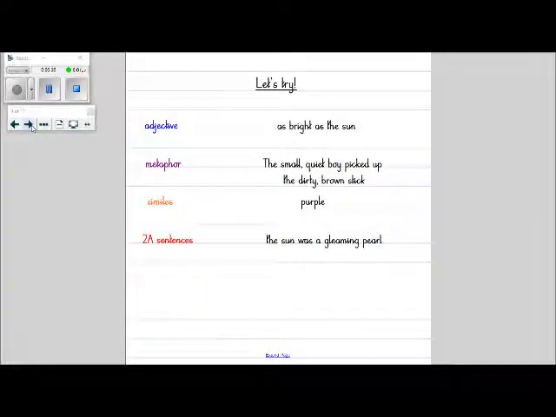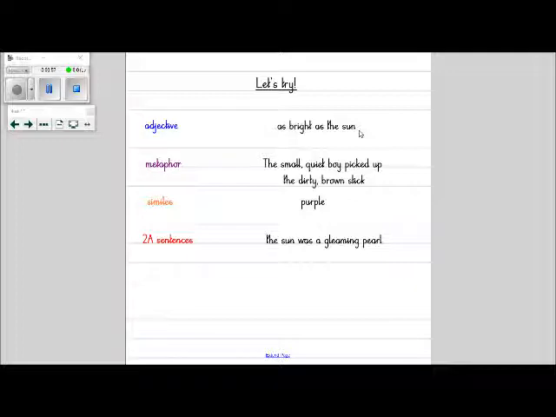Now, I have some jumbled up examples. Can you match these examples to the feature? First of all, we have as bright as the sun. Next, we have the small, quiet boy picked up the dirty brown stick. Then we have purple. And then finally we have the sun was a gleaming pearl.